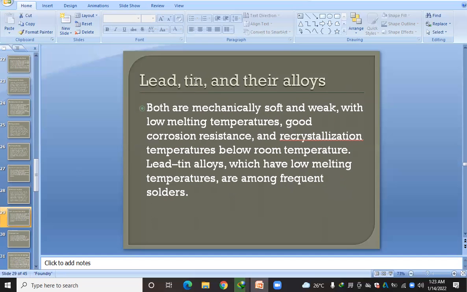And lead-tin alloys. Both lead and tin are mechanically soft, weak, and have low melting temperatures. They are corrosion resistant, with crystallization temperatures below room temperature. Lead-tin alloys, which have low melting temperatures, are the most frequent solders. They are used for soldering.